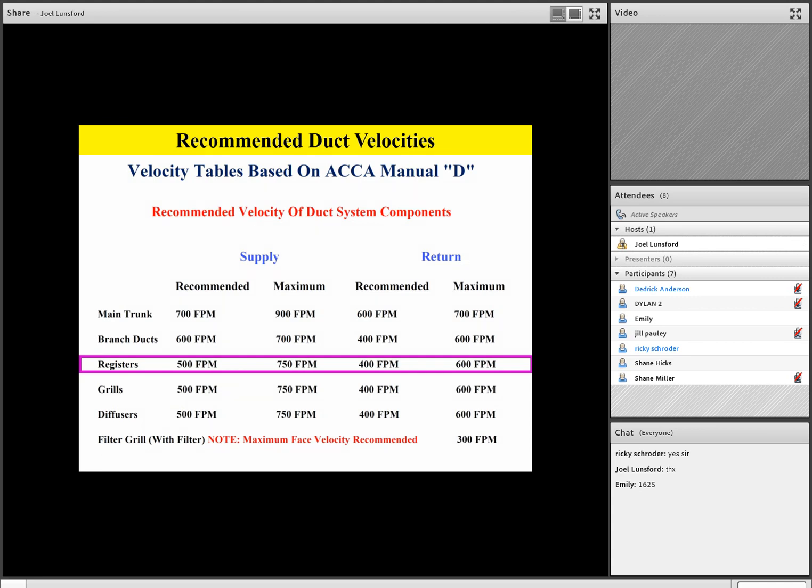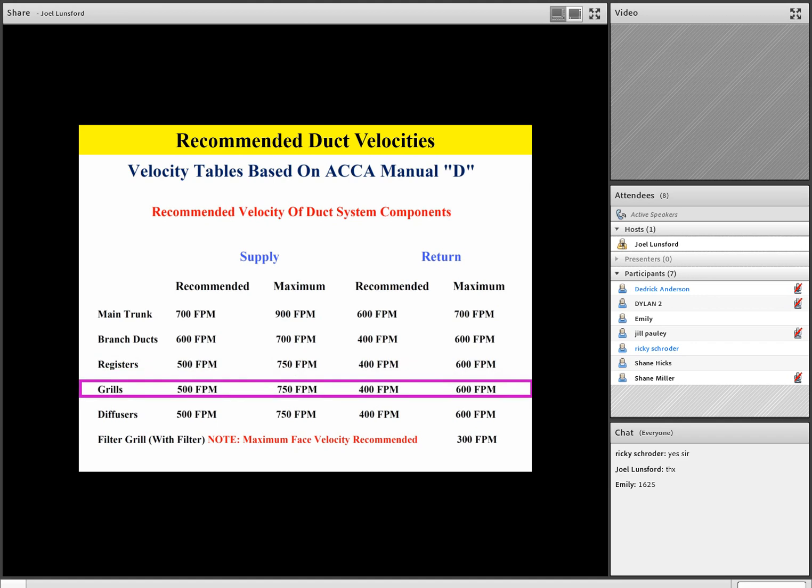Now watch this. This is really important on a return register. Return registers, it's recommended 400 feet a minute velocity with a maximum of 600 feet a minute velocity on a return grill or register. We see that our diffusers and our grills and registers all have the same basic recommendations as far as velocities on the supply and return side. As you look at your Manual D recommended duct velocity table, you'll see that diffusers, grills, and registers have the same criteria.